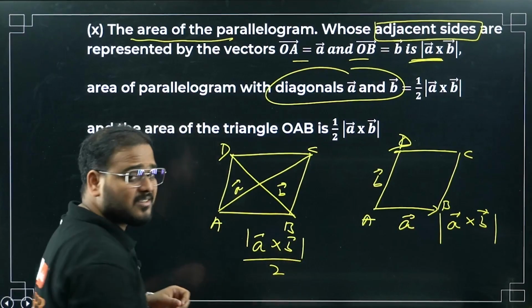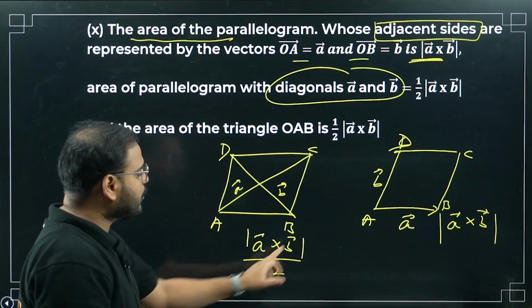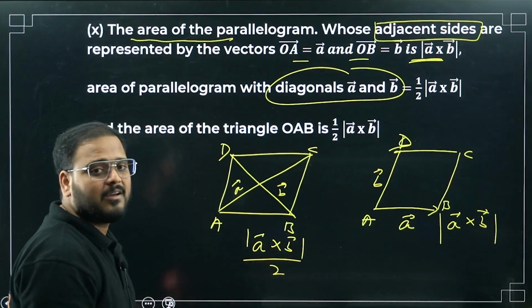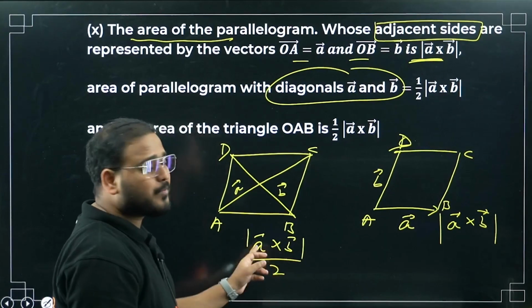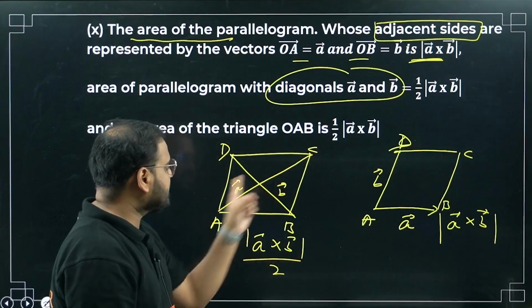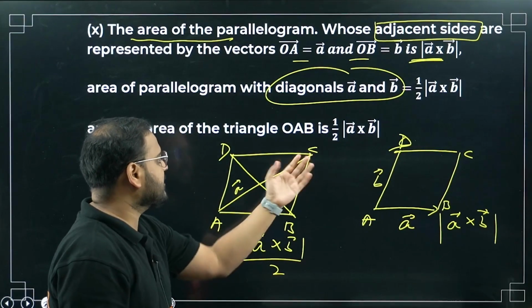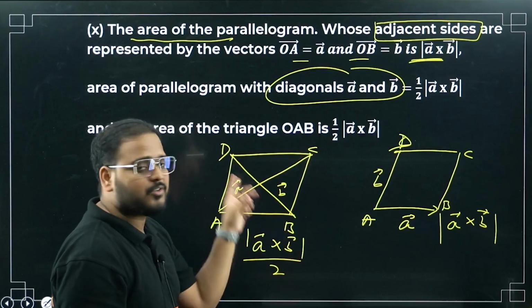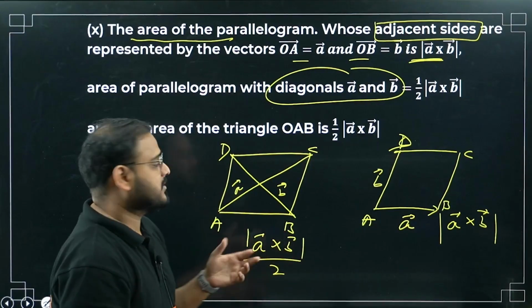What if I do B cross A, sir? Will it matter? Please check, because you're looking for only the magnitude, right? So it will not matter that much. If you do A cross B or B cross A, don't worry about that. If you're a student and having this doubt, sir, I don't know the direction sense of the diagonals, whether it is AC or CA, or BD or DB, don't worry about it.